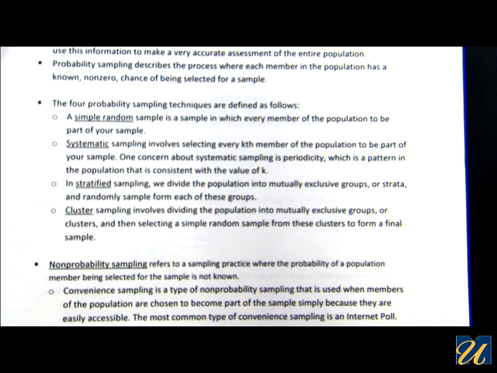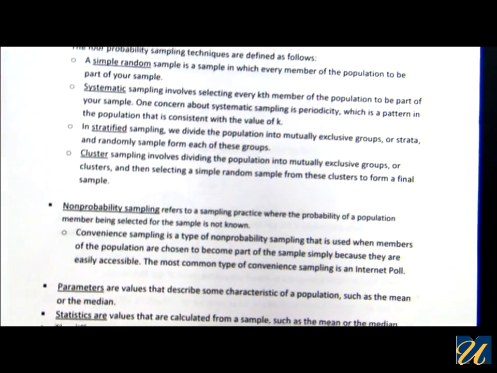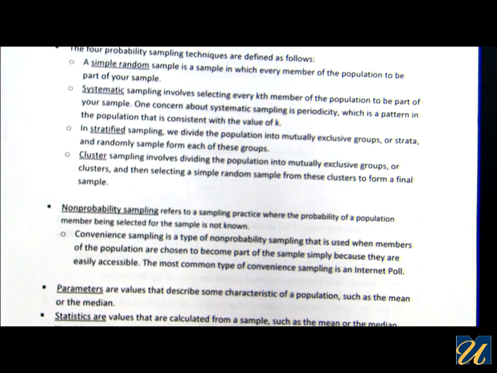One concern about systematic sampling is periodicity, which is a pattern in the population that is consistent with the value of K. In stratified sampling, we divide the population into mutually exclusive groups, or strata, otherwise called, and randomly sample from each of these groups. Cluster sampling involves dividing the population into mutually exclusive groups, or clusters, and then selecting a simple random sample from these clusters to form a final sample.